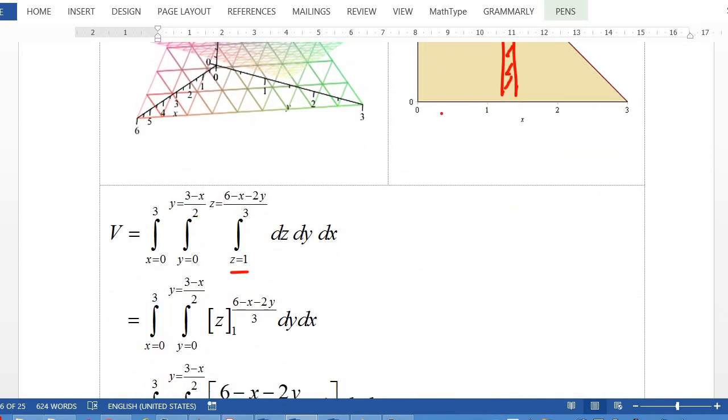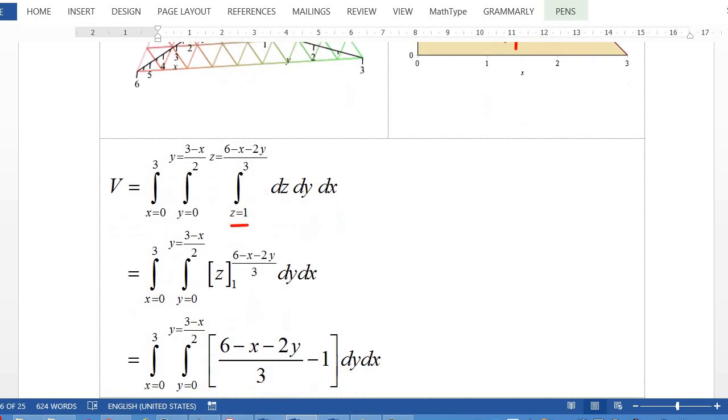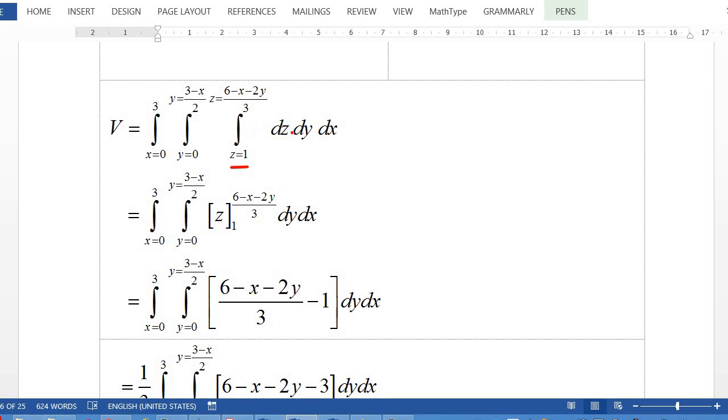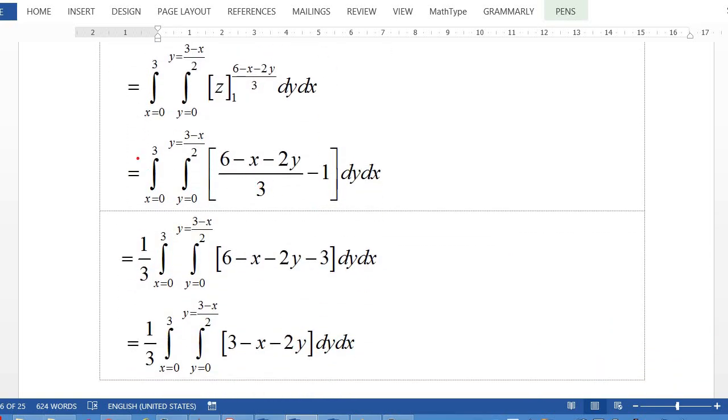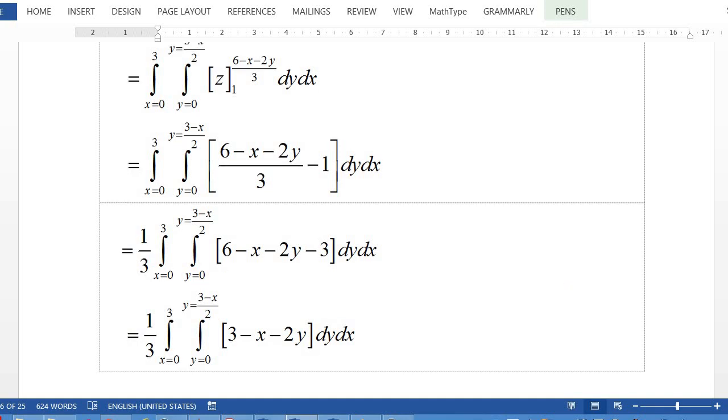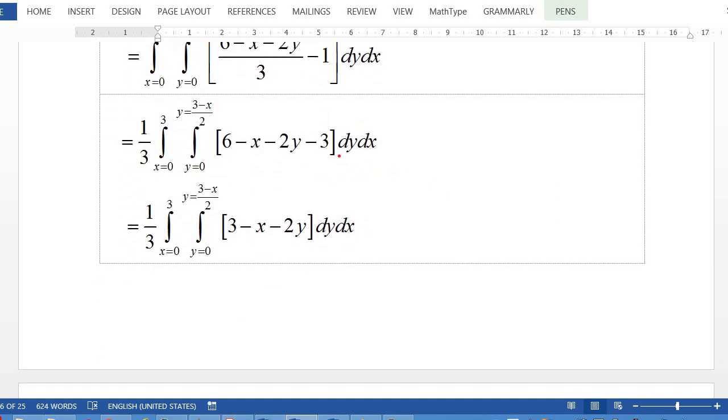3 minus x over 2 and x from 0 to 3. Similarly, now we integrate 1 with respect to z. We have z. Plug in the limit. We have (6 minus x minus 2y) over 3 minus 1. I factor out 1/3, so we have 6 minus x minus 2y minus 3, because I factor out 1/3 here, similar to example 1 just now.